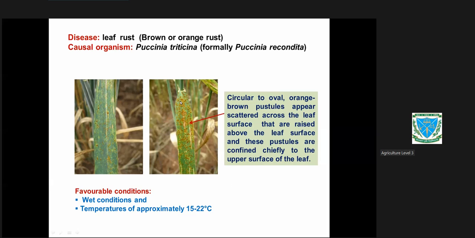So what you can do, draw a portion of a wheat leaf and show and label these things: circular to oval, orange brown pustules scatteredly appear on the leaf surface and which are loosely attached to the leaf surface.